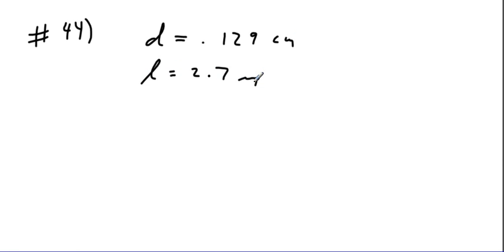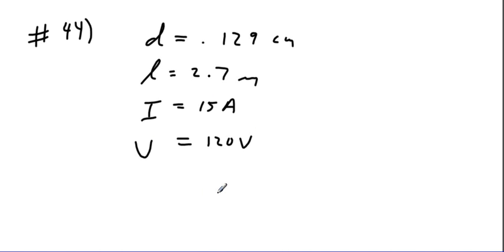Moving on to number 44. An extension cord made of 2 wires of diameter 0.129 centimeters, which is number 16 copper wire, and a length of 9 feet, 2.7 meters, is connected to an electric heater that draws 15 amps on a 120 volt line. How much power is dissipated in the power cord?